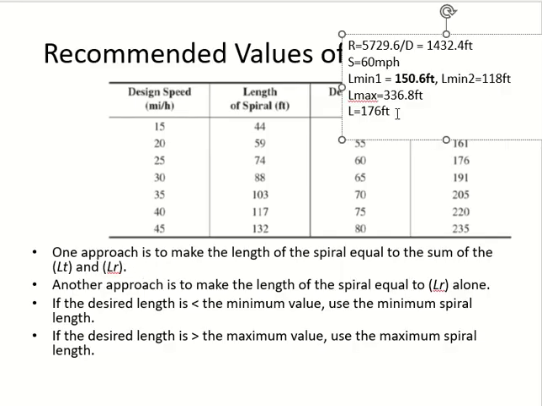Now I'm in this range, right? My LR is 125.3 feet. Can I take LR as my length of a spiral? No. My length of a spiral should start from 150 onwards, right? So this one cannot be taken. We calculate it, but it cannot be taken. So now we can calculate LT then.